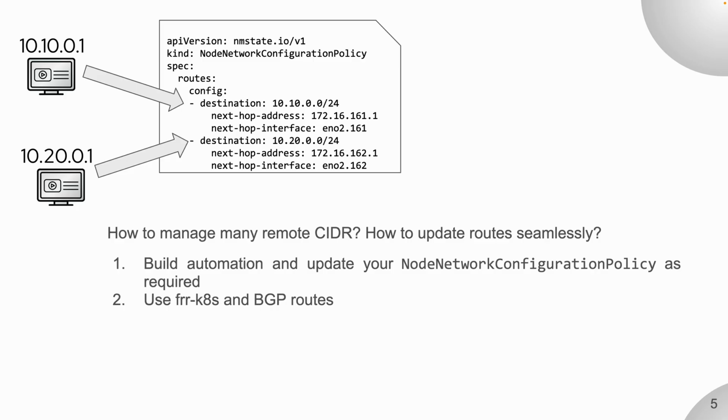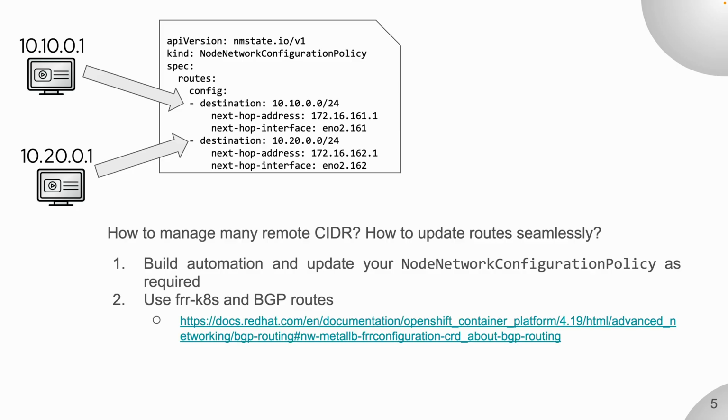And this is where you could use, as my preferred option, FRR Kubernetes and BGP routes. Instead of using static routes, you just peer on each and every VLAN to the DC gateway. You learn the routes for the remote sites. Your network is end-to-end BGP aware and nothing needs to be done. The routes are propagated. This is a documentation on how to use FRR Kubernetes on Red Hat OpenShift.